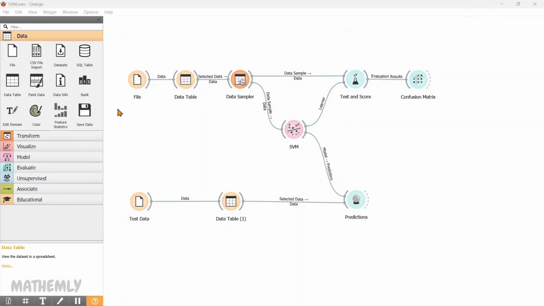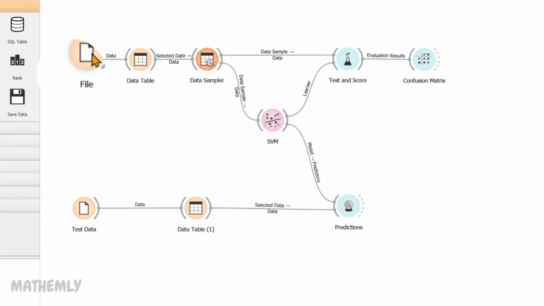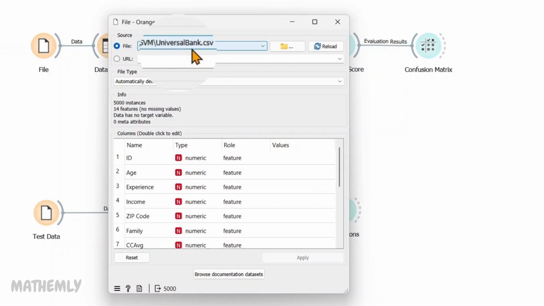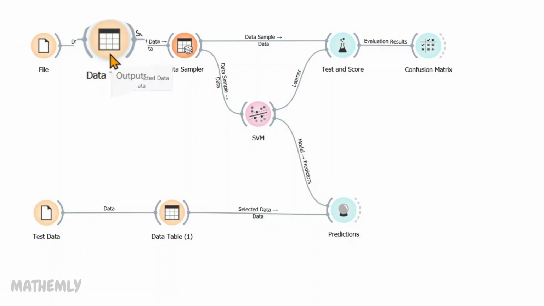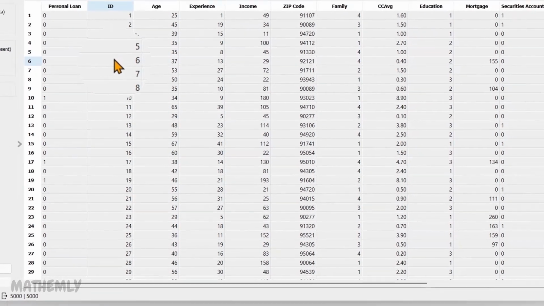Now, let's take a look at how we have set up our workflow in Orange data mining to perform support vector machines on the Universal Bank dataset from Kaggle. First, I have imported the Universal Bank dataset from my local machine. This dataset contains financial and demographic information about customers. The objective is to build an SVM classification model that predicts whether a customer is likely to accept a personal loan offer from the bank. After loading the dataset, I have used the Data Table widget to inspect the data.